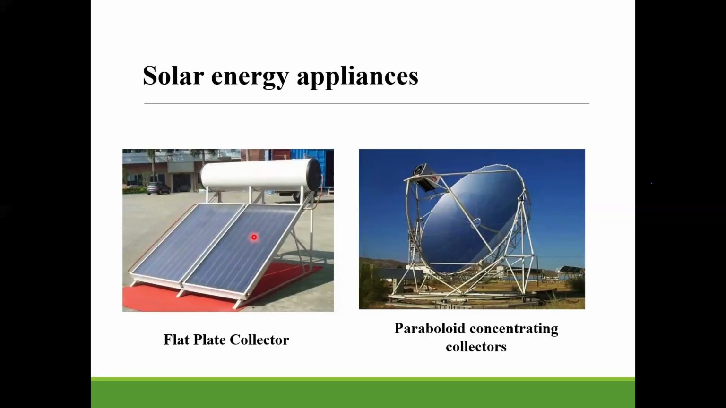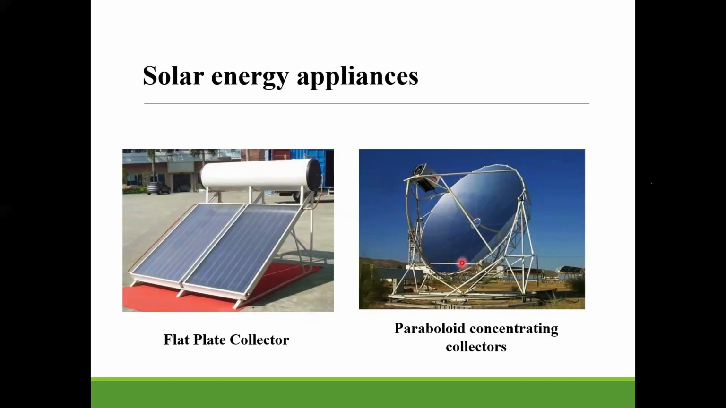The black surface absorbs the solar radiation and raises the temperature of the water. As the temperature of the water increases, the density becomes less and it goes to the tank. Initially the water in this tank will be cool. Over a period of time, all the water present in the tank will become hot and finally we'll get the hot water. So this is the flat plate collector.